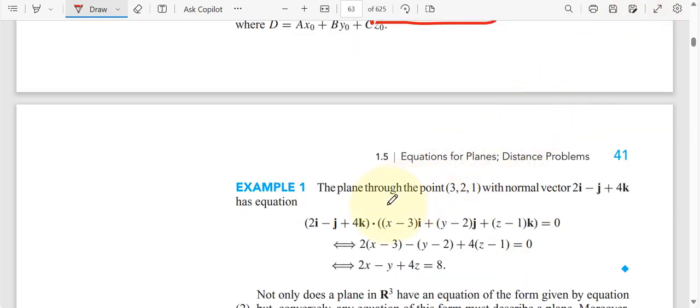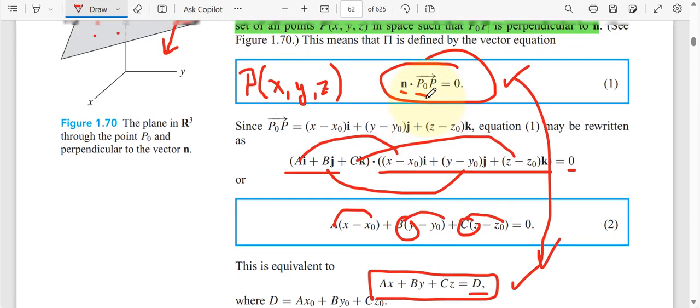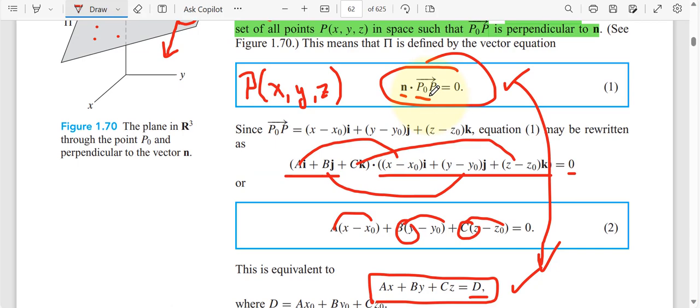Okay, so now we can do something. We can do this example. So suppose we want the equation of a plane through this point with this normal vector. What does that mean? This vector should be normal to the plane. So we can use this to get the equation. In fact, this is the equation. So we just put in n and this. So we need the n and we need this.